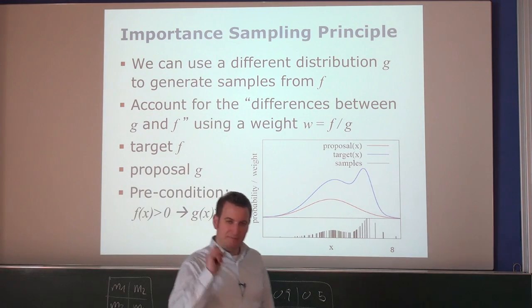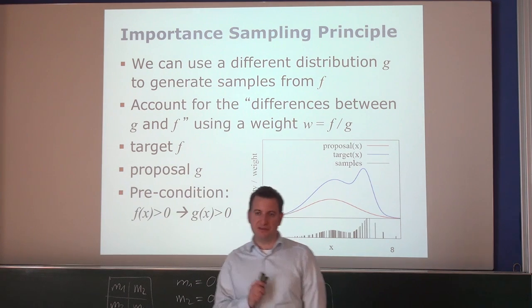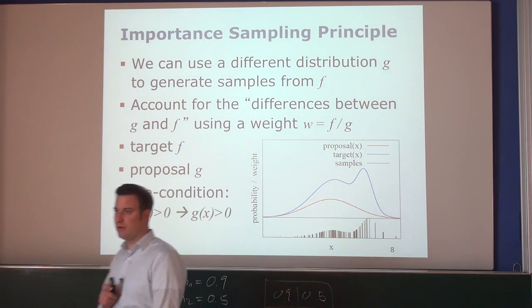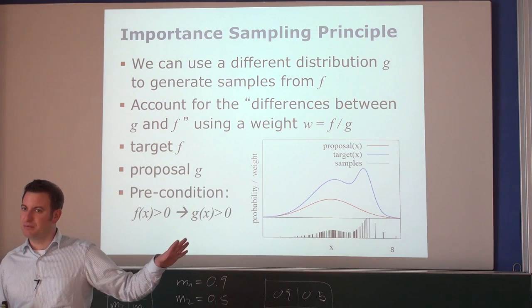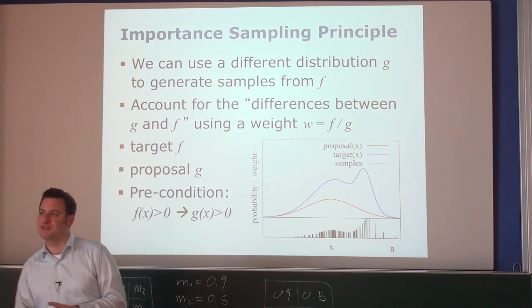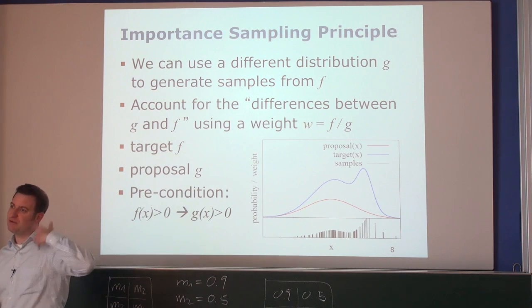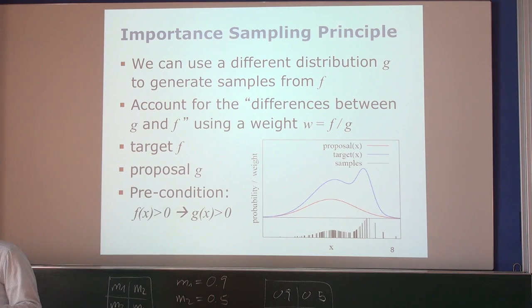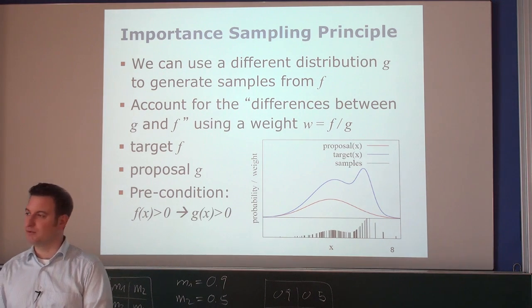And we can actually generate the samples from this other distribution, from the proposal. Let's say we take a Gaussian as the proposal, which is different to the target, but we just use another distribution. So we generate samples from this proposal distribution, and then we can do a correction taking into account the difference between the target distribution and the proposal distribution.